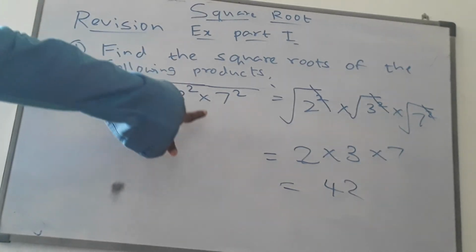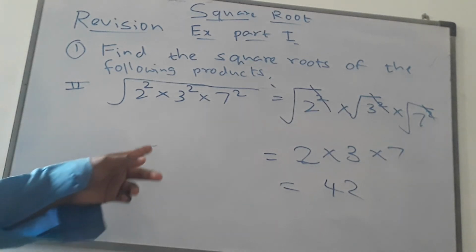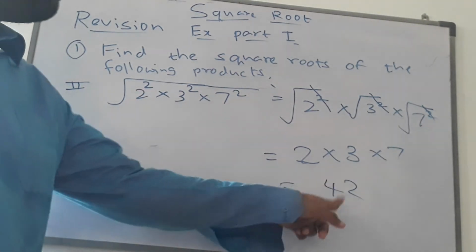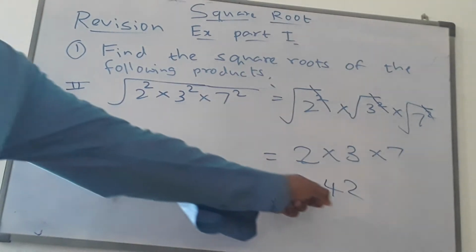If you find the value of 42 squared, the product, and if the answer is the square number of 42, then definitely this is the answer for sure.